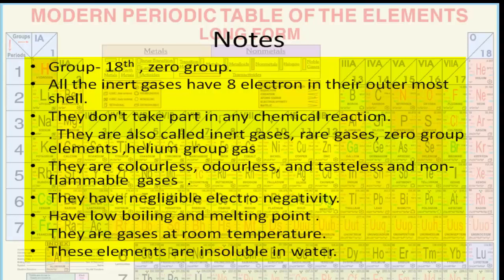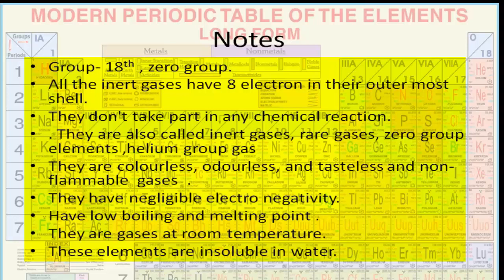Have you ever thought about why some elements take part in chemical reactions? Friends, because some elements have unfilled outermost shells. That is, they don't have 8 electrons in the outermost shell. To complete the 8 electrons in the outermost shell, they keep on reacting with other elements to form compounds and get into the stable state. As these elements have 8 electrons complete according to the octet rule, they don't take part in any chemical reaction.